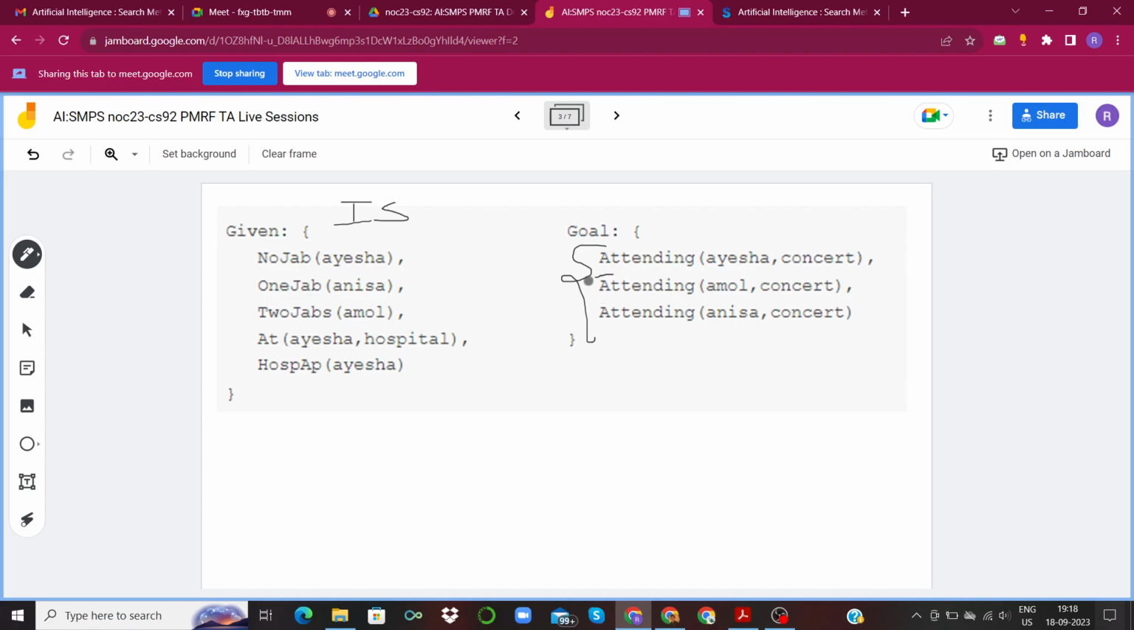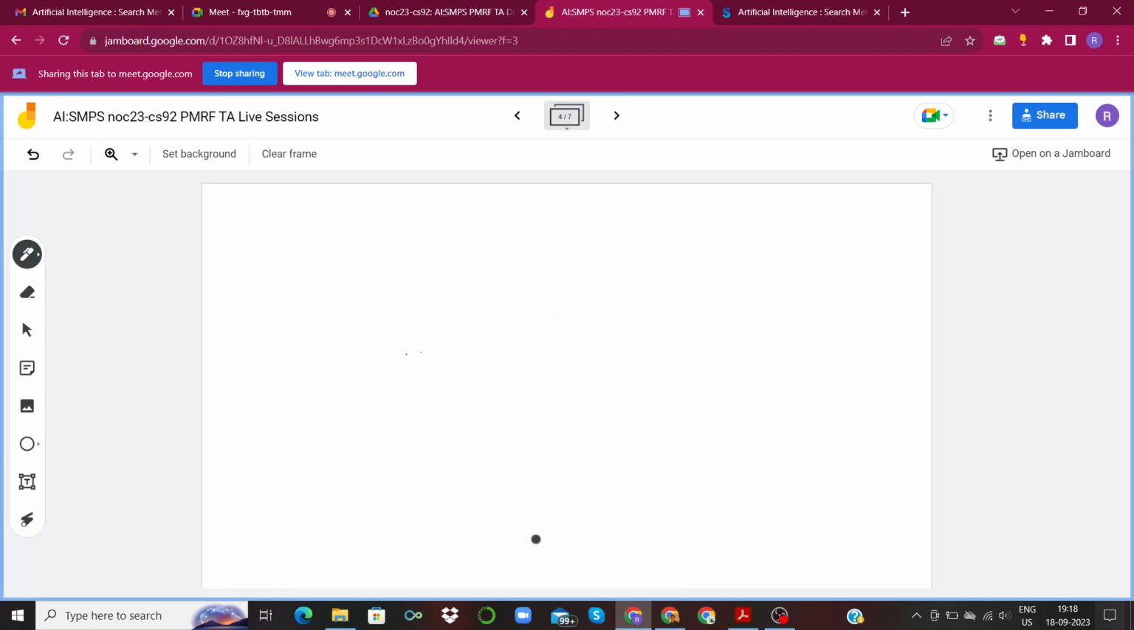Let's consider this second sub goal of Amol first, because we know already from our optimal plan that this has the shortest plan. So we will start from the bottom this time. Attending(Amol, concert) will be the goal that we want to satisfy. Now relevant actions would be all those operators that would result in this particular statement being true.